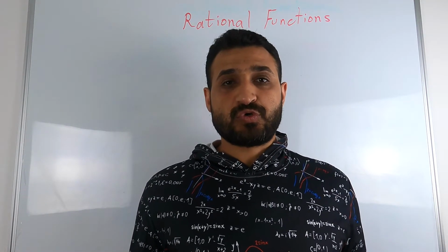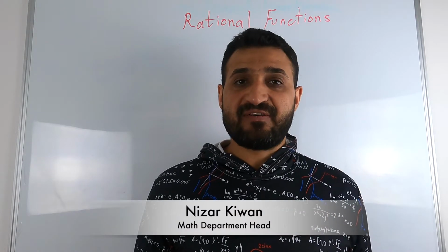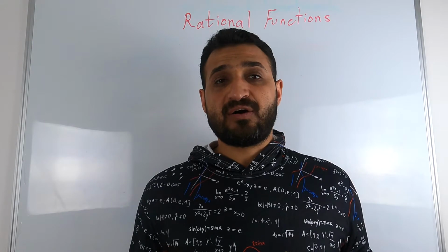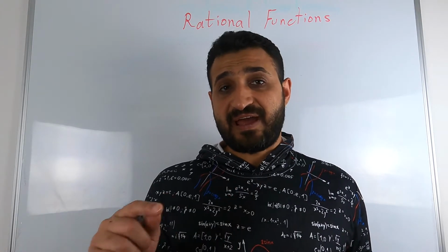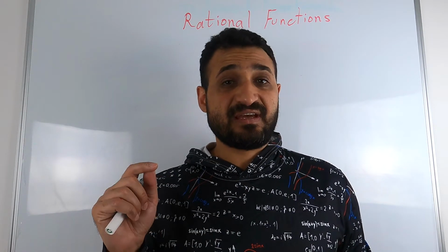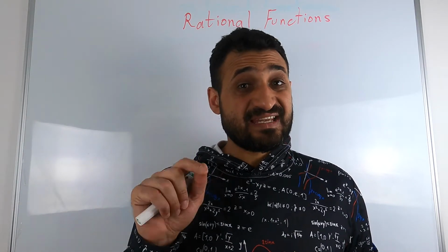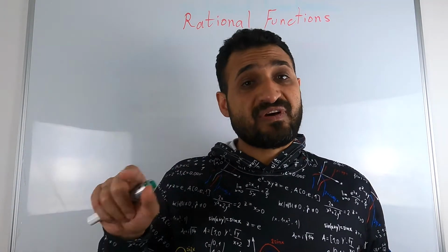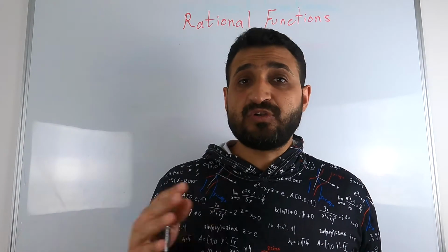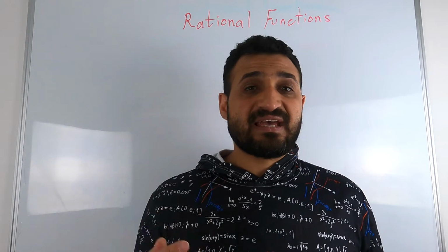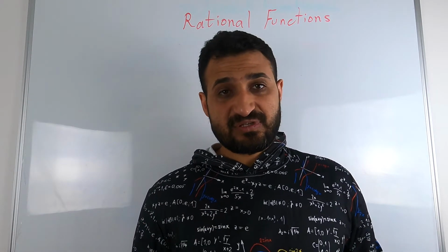I would love to show you how to graph rational functions. Rational functions are all the functions that have a fraction and x down in the denominator. That's all. You need to see a fraction and x down. So x over 3 is not a rational function. 1 over x is a rational function. Any fraction that has x down is a rational function.